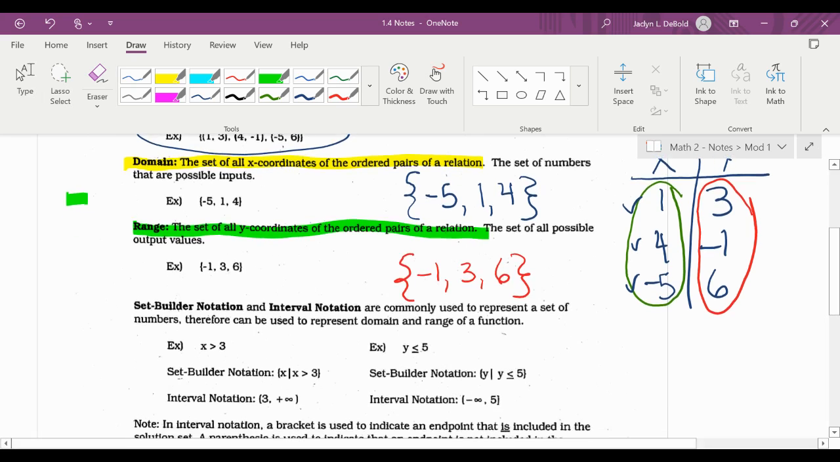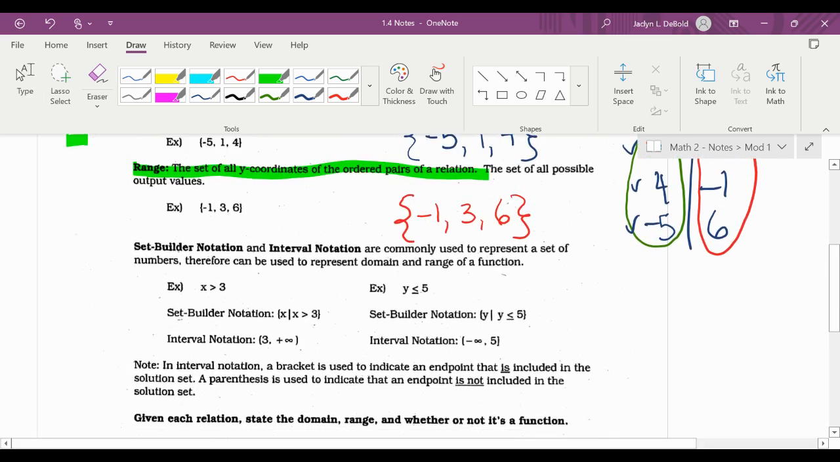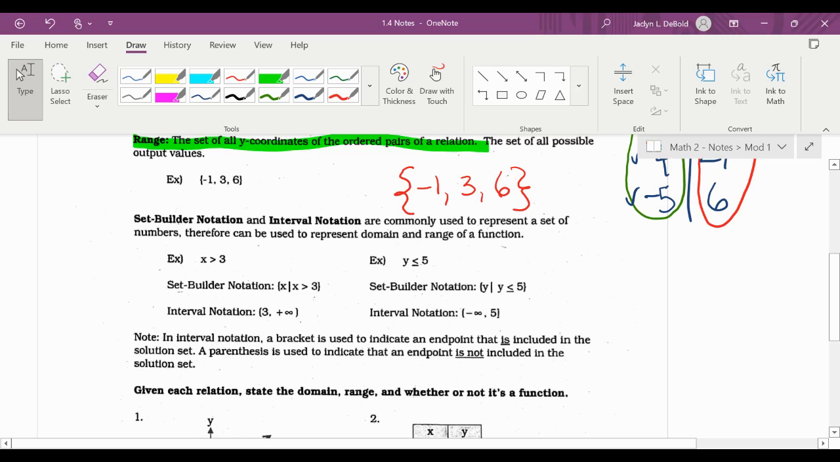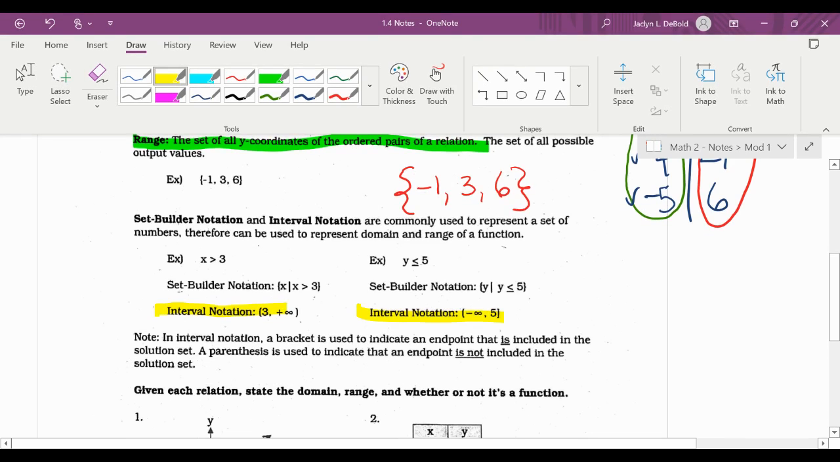We can also write domain and range as an interval. If we have more than just a list, like a large set of numbers that it's impossible to list all of them, there are two different ways we can write this, interval and set builder, but we're going to focus just on interval notation. Set builder notation is something you'll see a lot more in Math 3 next year.